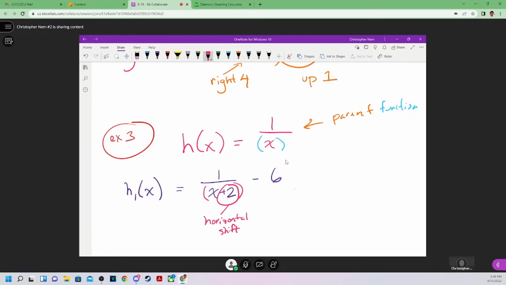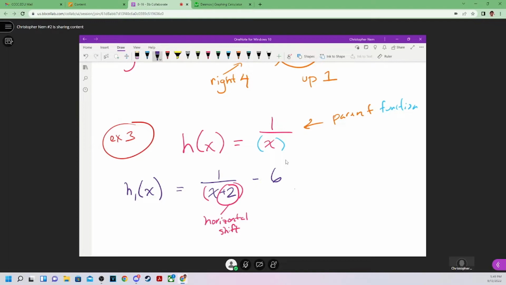The reason why I want to introduce functions as these type of machines with inputs and outputs is so when we work with transformation, it doesn't matter what function we're working with, what parent graph, we're able to work with it. I had a lot of issues with students who've worked with transformation before, but they struggle when they see a new type of function. And I tell them all the time, it's the same rules that apply, you're just using a different type of graph.